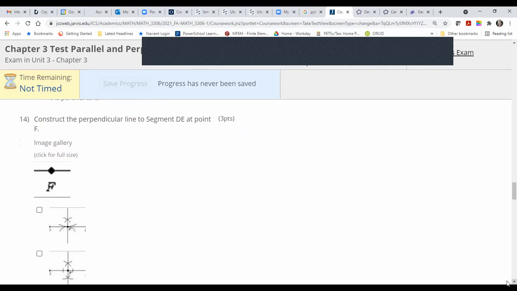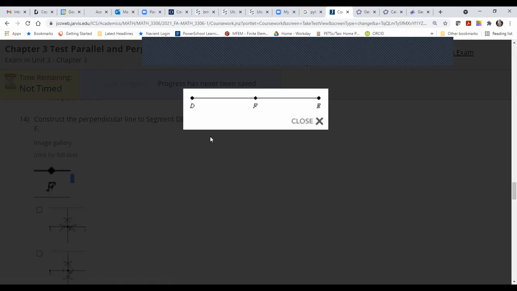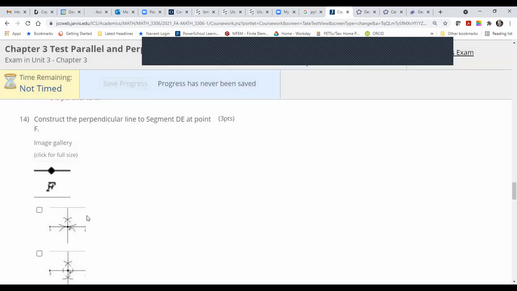Okay, consider the perpendicular line to the segment DE. Yeah, so this one asks you how to construct a perpendicular line to segment DE at the point F. Okay. So segment DE. Yeah, you need to see one of the videos on how to draw a perpendicular line. Right? Okay. So the answer will be one of these.